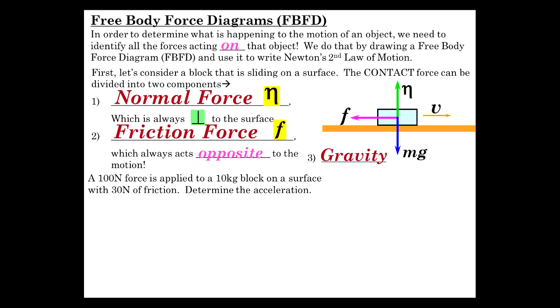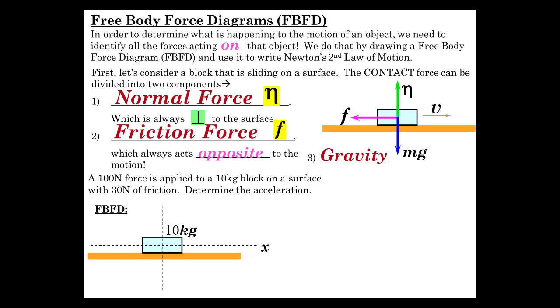Okay, now let's do an example. We got a 100 Newton force applied to a 10 kilogram block on a surface with 30 newtons of friction. Let's determine the acceleration. We draw the free body, 10 kilogram block. We'll divide this into the x and y components. Okay, so the applied force is 100. That's given. Then we have a 30 Newton friction force. Let's put that in.